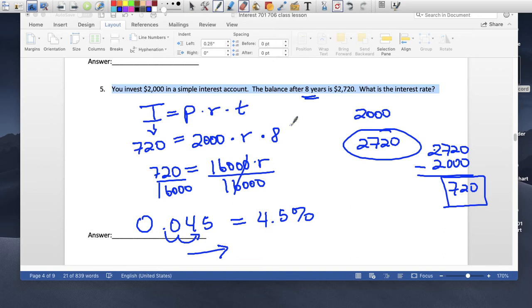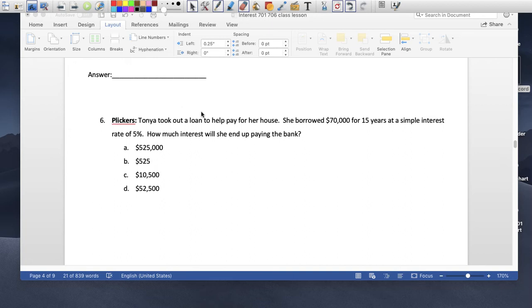Okay, so a little bit of everything. So depending on the question, you might need to find the interest, the principal, how much money was deposited, the interest rate, or the time in years. So it really depends on the question.